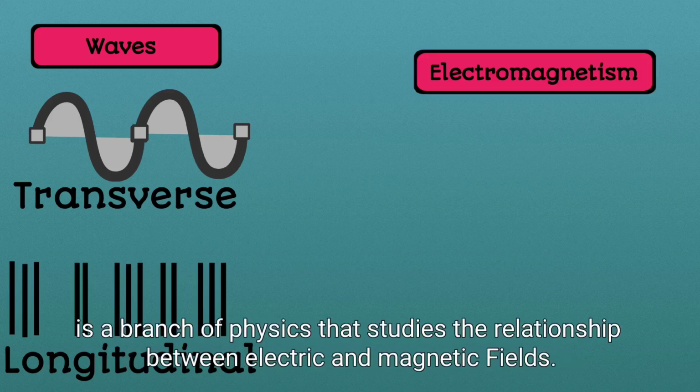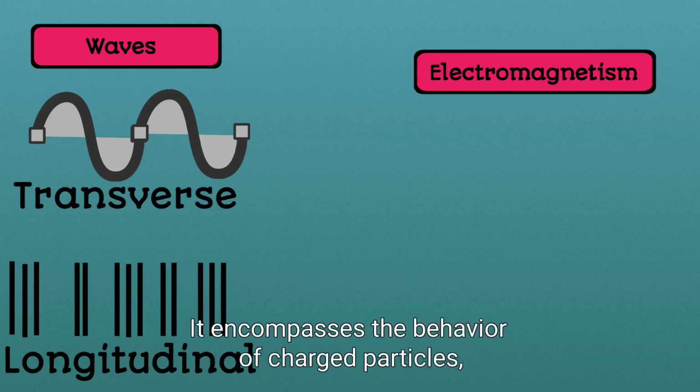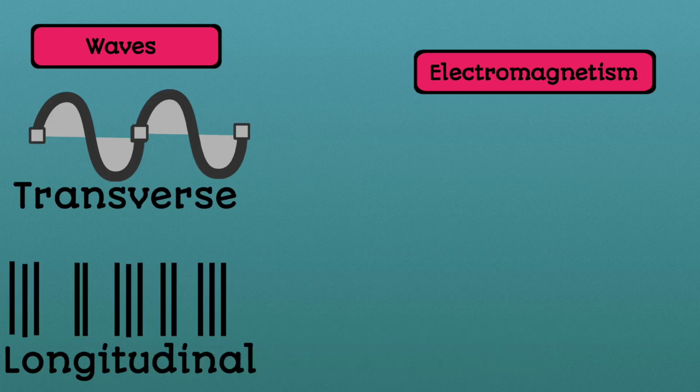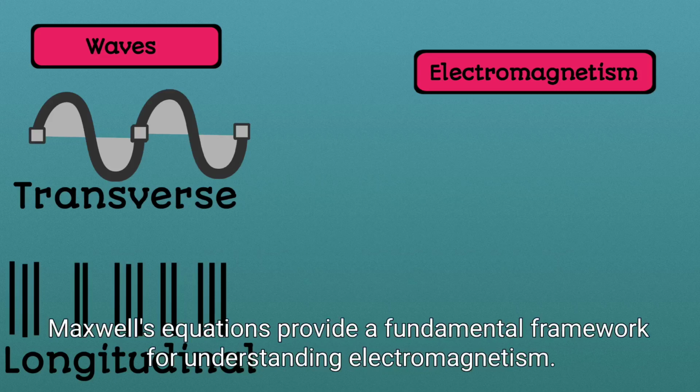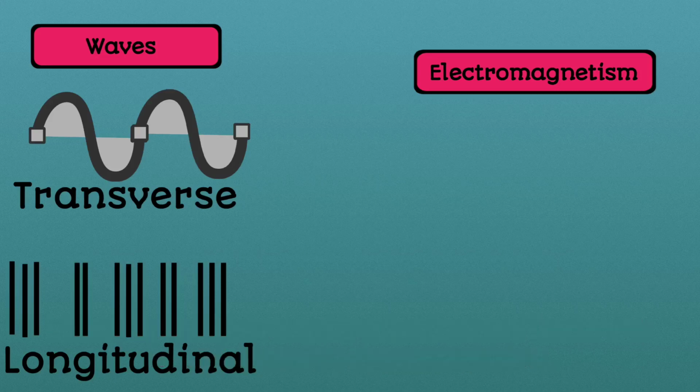Electromagnetism is a branch of physics that studies the relationship between electric and magnetic fields. It encompasses the behavior of charged particles, electromagnetic waves, and the interactions between electric currents and magnetic fields. Maxwell's equations provide a fundamental framework for understanding electromagnetism.